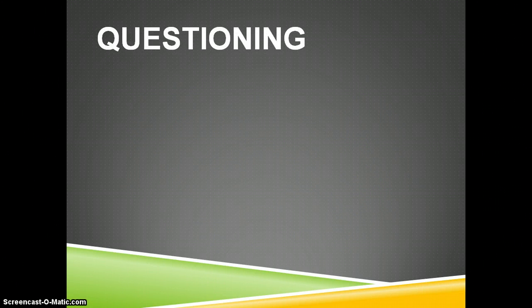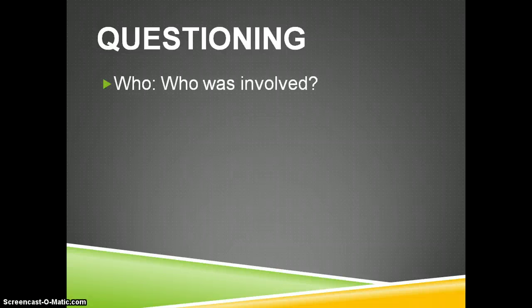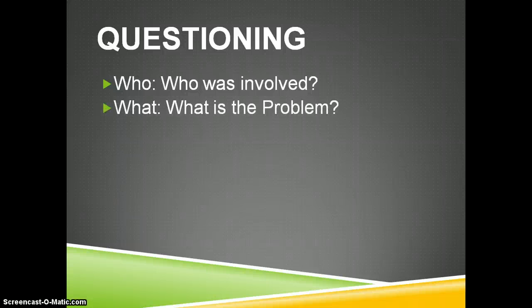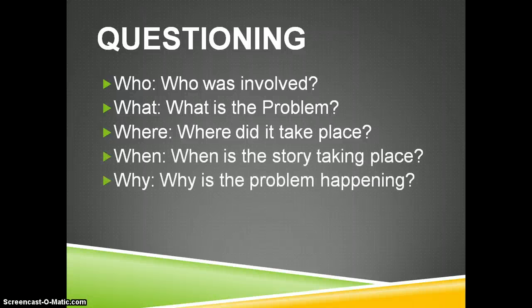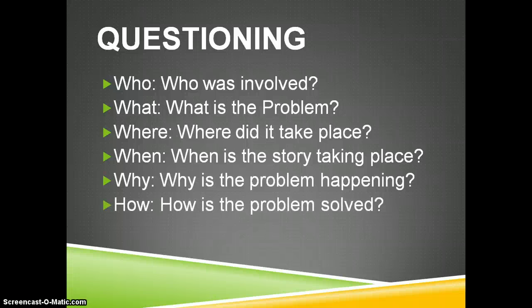Questioning is used mainly to answer the 5 W questions. These questions consist of who, what, where, when, why, and how. Who was involved? What is the problem? Where is the story taking place? When is the story taking place? Why is the problem happening? How is the problem solved? I'll give the students a worksheet to answer these questions about their own story and a story I give them. Questioning can also be known as journalistic pre-writing.